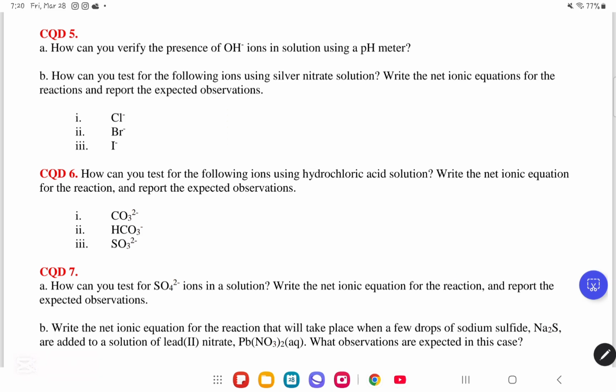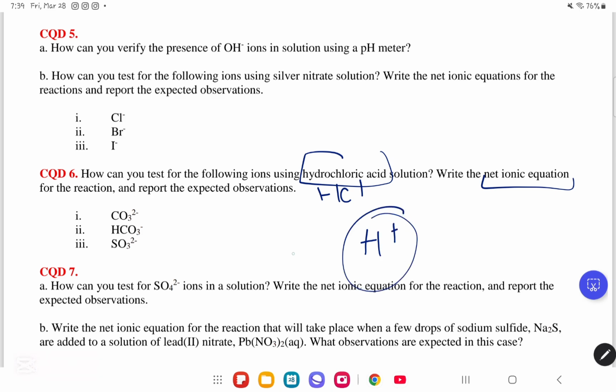In CQD number 6, it says, how can you test for the following ions using hydrochloric acid, HCl solution? They want us to write the net ionic equation. Again, I'm not going to be writing the net ionic equations because you guys probably know by now how to write them. You're just going to use the ions that are reacting to form the products. So we're going to take the H+ from the hydrochloric acid because, as you can see, they are all negative. So the H+, the positive ion, is going to be reacting with these.